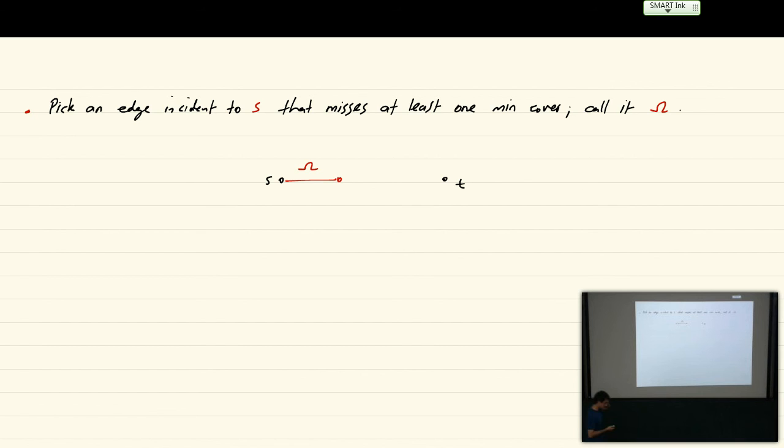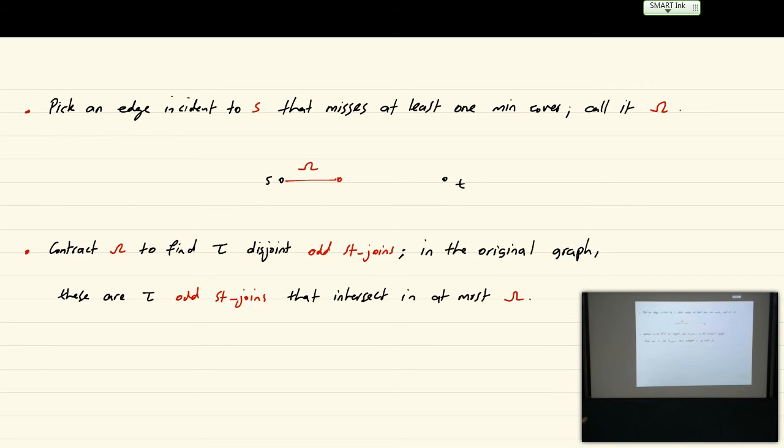OK, so now let's see how we build the minor. We first pick an edge omega, which is incident to S, which misses at least one minimum cover. That's just a technicality condition. You can always do it. And then you contract that edge omega. When you contract that edge omega, the size of a minimum cover stays at least tau because of the way I picked omega. And I'll be able to find tau disjoint odd S-joins.